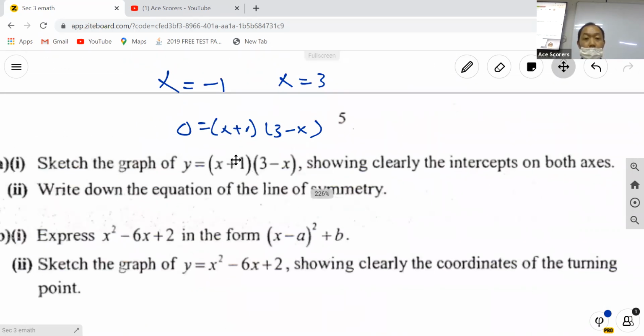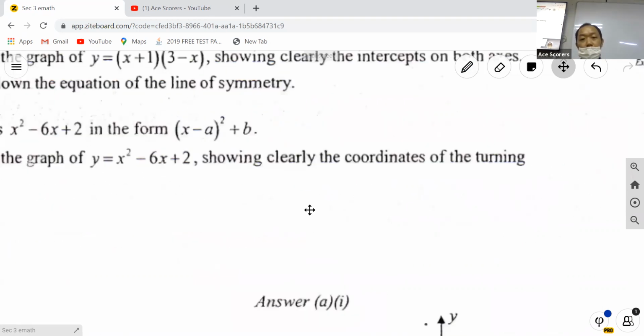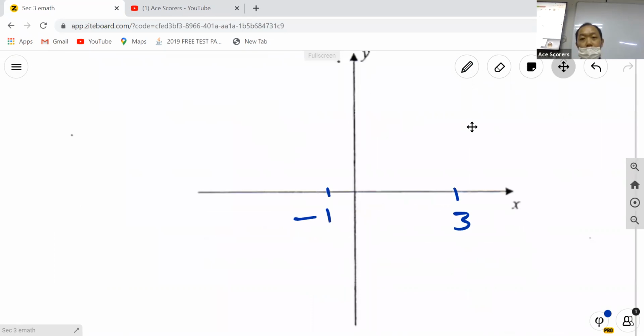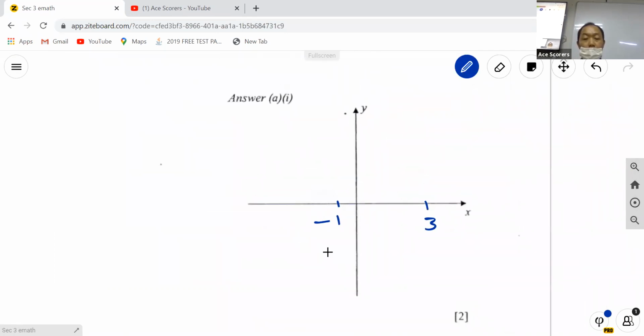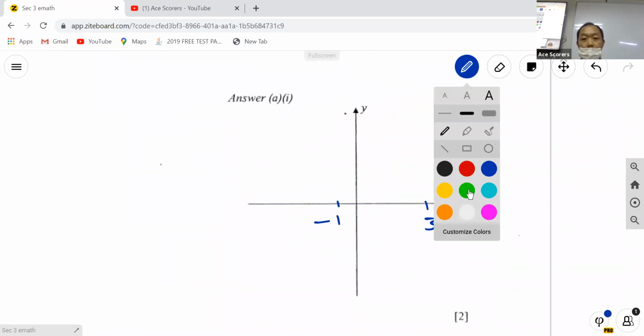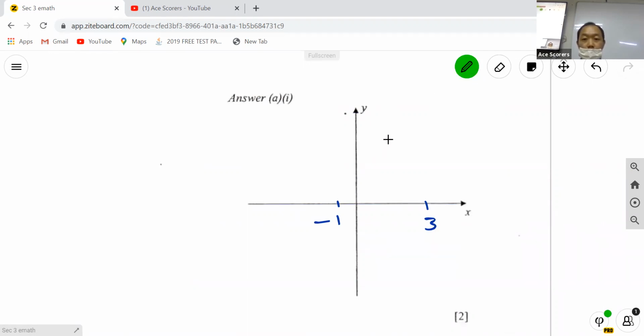Next you look at this thing. Is it a U shape or N shape curve? N shape. You know this, right? How do you know it's N shape? Because x times negative, negative x. So N shape. So my curve immediately I can start drawing. Use a green color. Okay, something like that. So what else do I need to know?